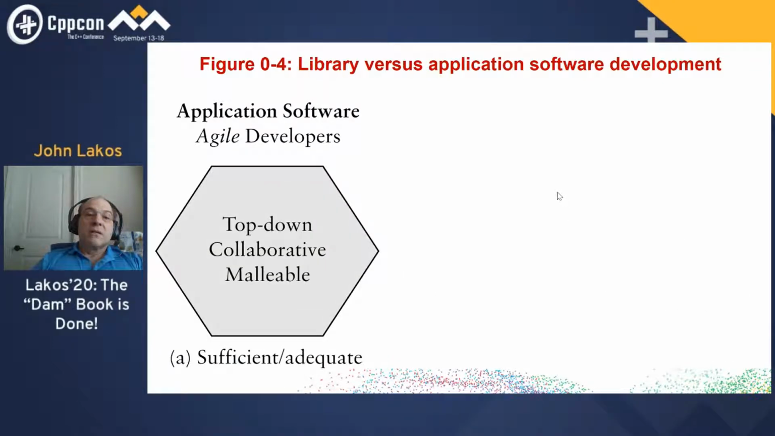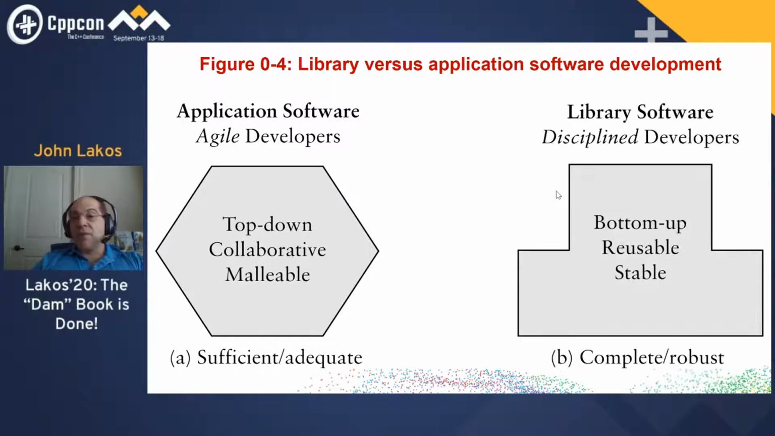So application software is typically top-down, collaborative, and malleable. Library software is typically bottom-up, reusable, and stable. They're 2 very different branches of development. And in fact, the kind of people that do top-down design and the kind of people that do bottom-up design are 2 relatively different kinds of programmers. And what they are attempting to do is really a different set of goals.